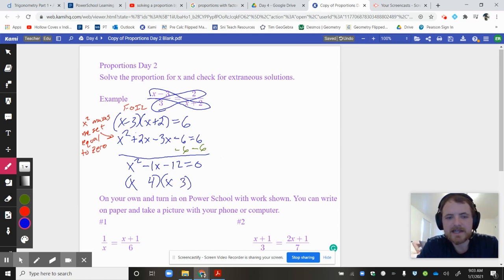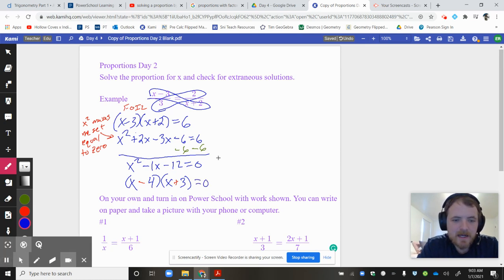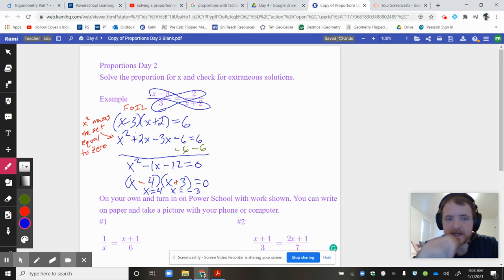Now I got to play around with the signs. So I know that the 4 times the 3 has to give me a negative 12. So one has to be positive and one has to be negative. It's a negative 1 on the inside. So when I add those together, the larger one has to be negative, forcing it to be minus 4 and positive 3. Now my last step, I would set each one equal to 0, and I would get x equals 4, x equals negative 3. Okay, so those are my two answers.